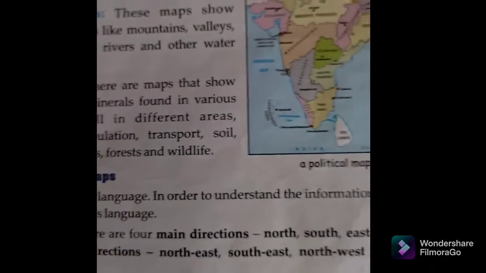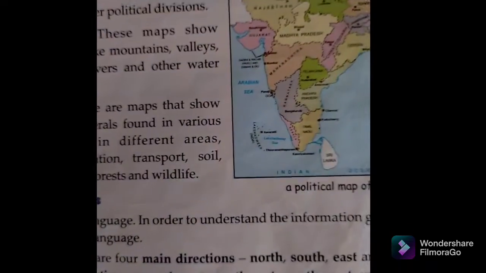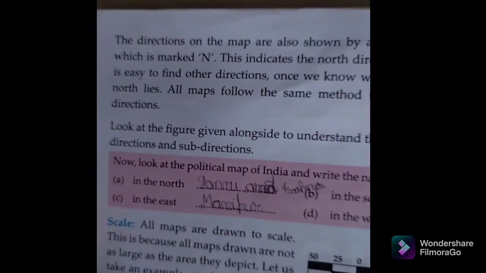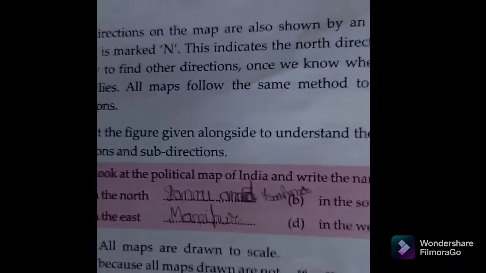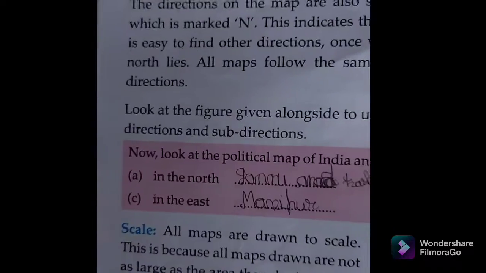Directions. There are 4 main directions: north, south, east and west. There are 4 sub-directions: northeast, southeast, northwest and southwest. The directions marked on the map are also shown by an arrow which is marked N. This indicates the north direction. It is easy to find other directions once we know where the dot lies. All maps follow the same method to show directions.